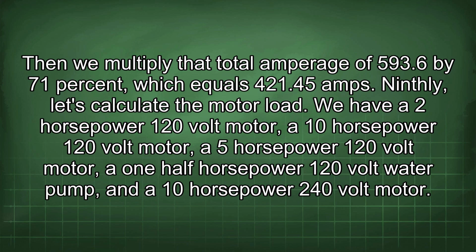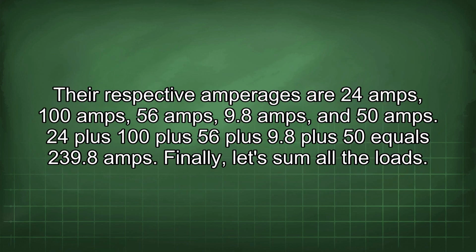Ninthly, let's calculate the motor load. We have a 2 horsepower 120 volt motor, a 10 horsepower 120 volt motor, a 5 horsepower 120 volt motor, a 1/2 horsepower 120 volt water pump, and a 10 horsepower 240 volt motor. Their respective amperages are 24 amps, 100 amps, 56 amps, 9.8 amps, and 50 amps. 24 plus 100 plus 56 plus 9.8 plus 50 equals 239.8 amps.